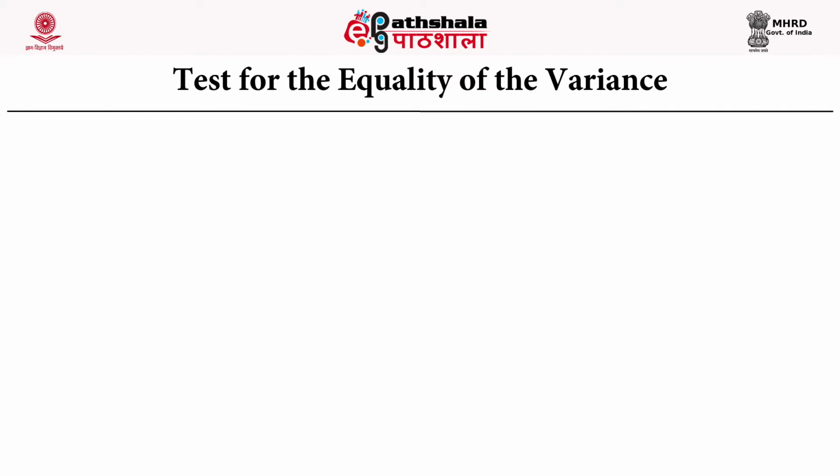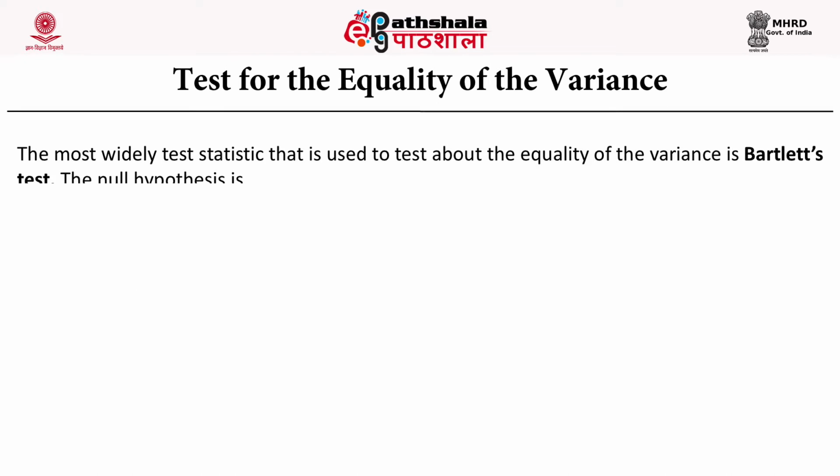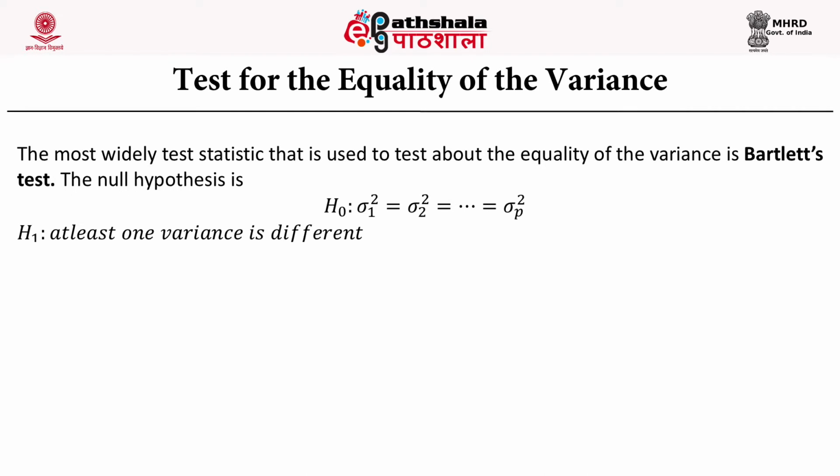The most widely used test for the equality of variances is Bartlett's test. The null hypothesis is given here as H naught: sigma 1 square is equal to sigma 2 square and so on, equal to sigma p square. And the alternative is that at least one variance is different.